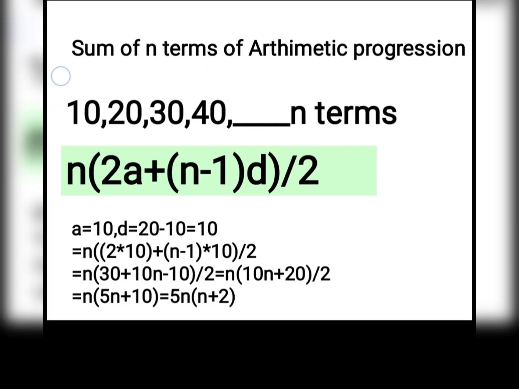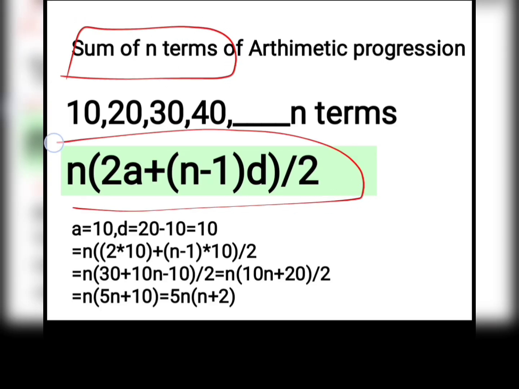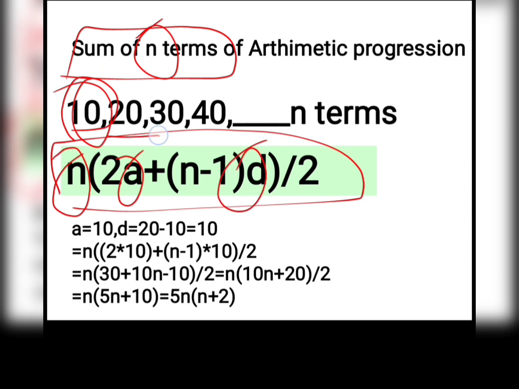Let's solve one more example. Here it is asked to find the sum of n terms. We have taken the formula, and you know n is n because it is asked to find n terms, not any number is given. So I am substituting n in the place of n only. And a is the first term, which is 10, and the common difference is 20 minus 10, which is 10. I am substituting 10 in the place of d. After substitution, you can solve the equation. You will get the answer as 5n into n plus 2.